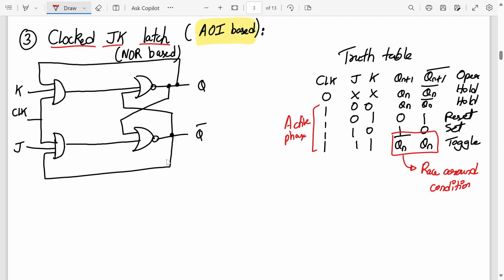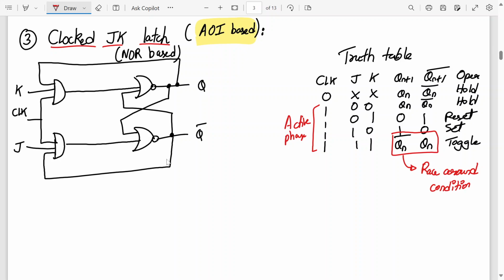So whenever the inputs J and K are logic 1, the output of the circuit will toggle continuously until the clock becomes inactive, or goes to 0, or one of the input signals goes to 0. So it will keep on toggling between 1 and 0 until your clock becomes inactive, that is, clock becomes 0 or one of the inputs goes to 0.